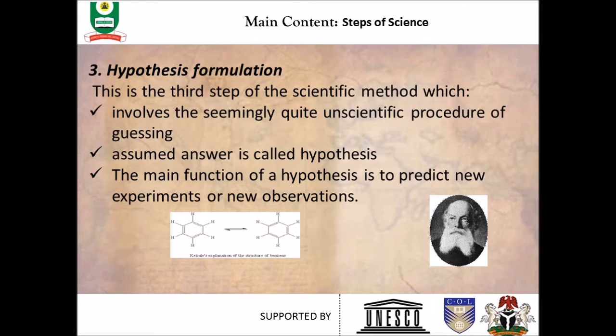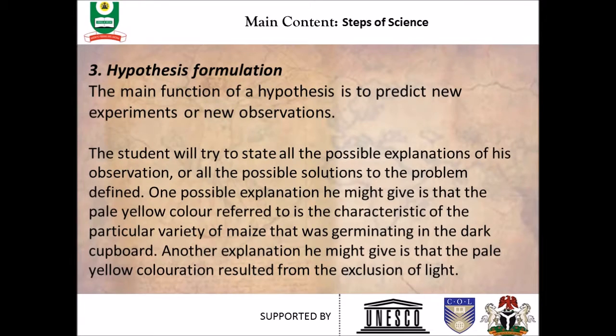Thus, our hypothetical student in the previous example will try to state all the possible explanations of his observation, or all the possible solutions to the problem he defined. One possible explanation he might give is that the pale yellow color is a characteristic of the particular variety of maize that was germinating in the dark cupboard. Another explanation he might give is that the pale yellow coloration resulted from exclusion of light. As we noted before, all the hypotheses relating to a problem cannot be valid, and the only way to decide which hypothesis is valid is to test each of the hypotheses.